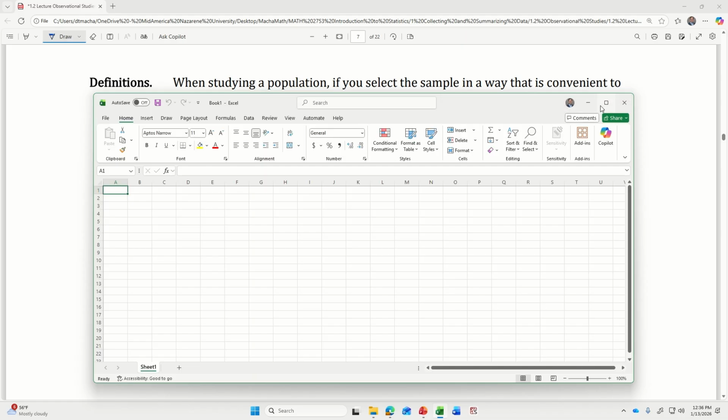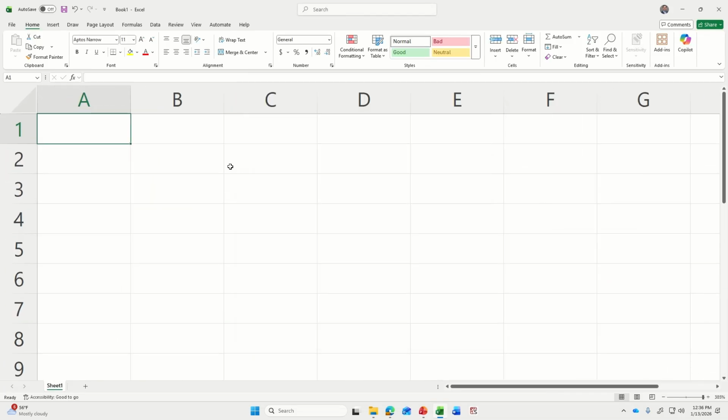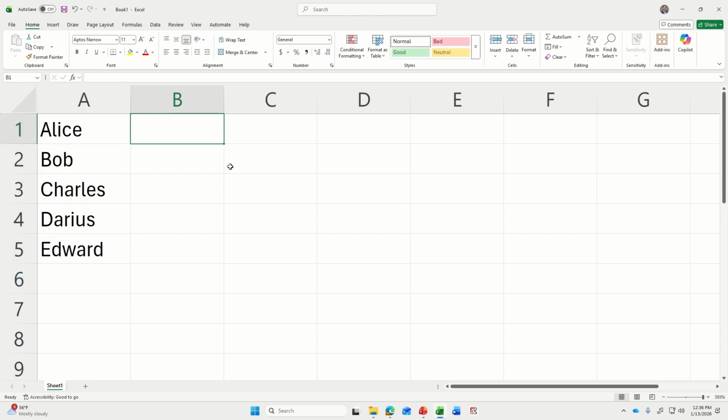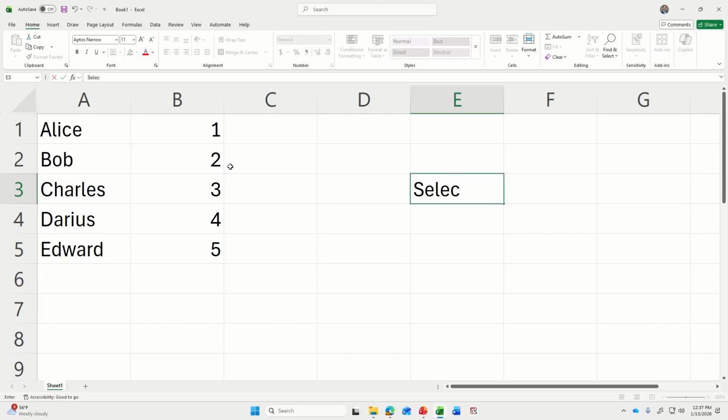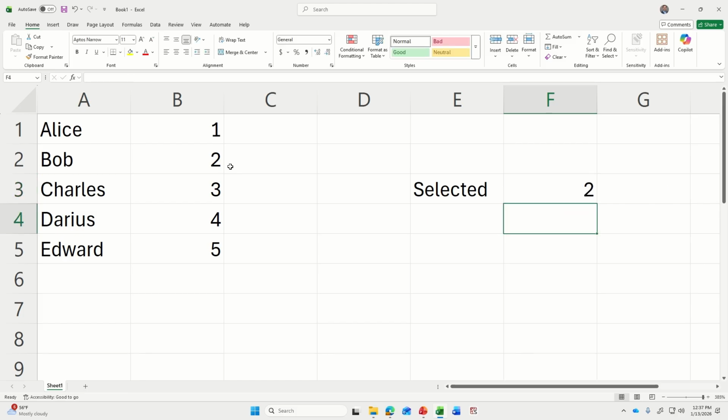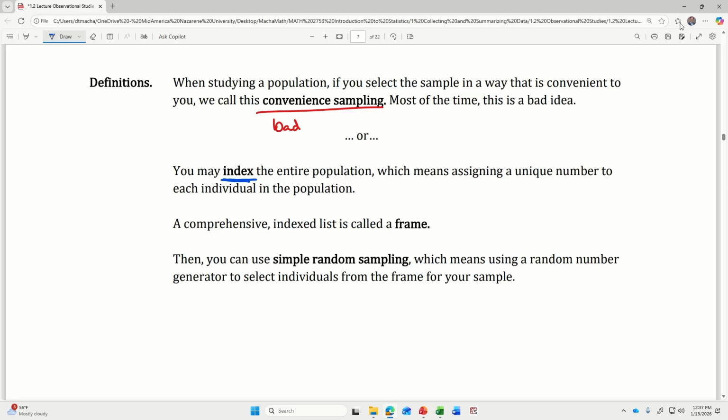And simple random sampling works like this. I've got these individuals in my population: Alice, Bob, Charles, Darius, Edward. And I'm going to give them an index, so I'm numbering my population. And then to select individuals for my sample, I use a random number generator, right? And now I pick Edward to be part of my sample. That's a simple random sample.